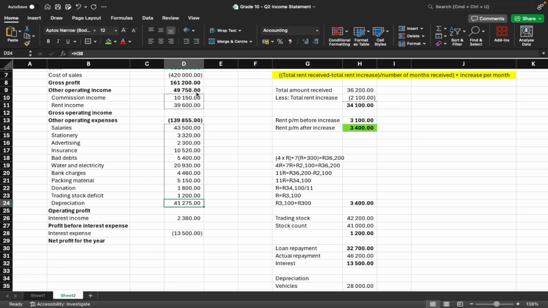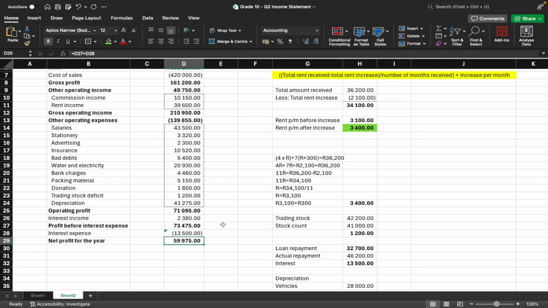Okay, so my operating profit is going to be my gross operating income. And how do I get my gross operating income? I will take my gross profit plus my other operating income. Right, I've got my gross operating income, and then my operating profit is going to be my gross operating income minus my other operating expenses. I get my gross profit, and then profit before interest expense is of course going to be my operating profit plus my interest income. And then my net profit for the year is going to be my profit before interest expense minus interest expense, and that gives me an amount of 59,900.